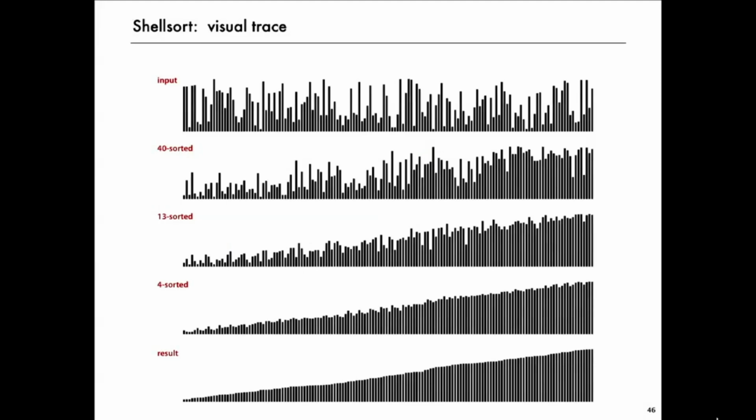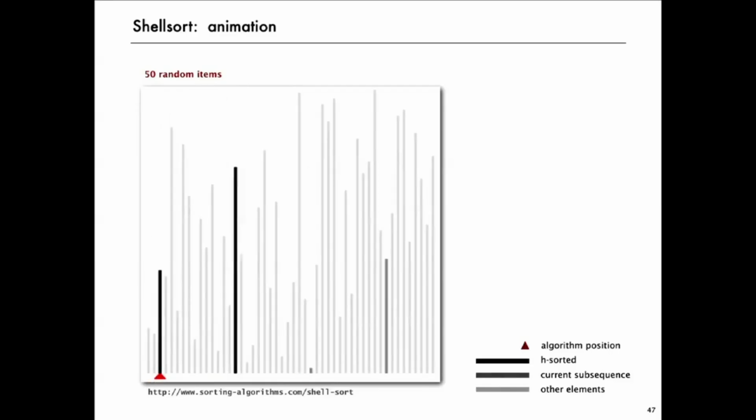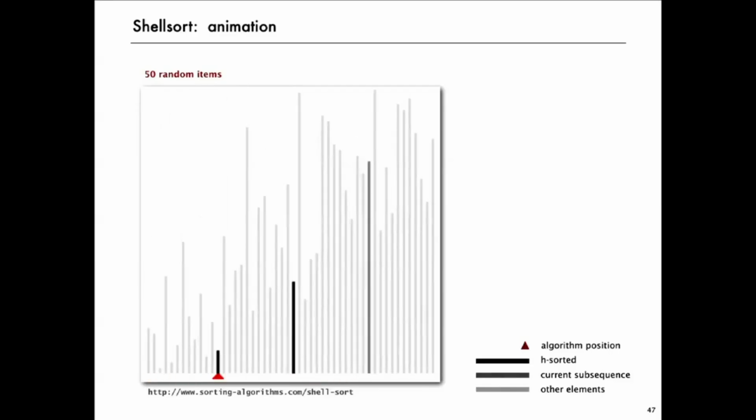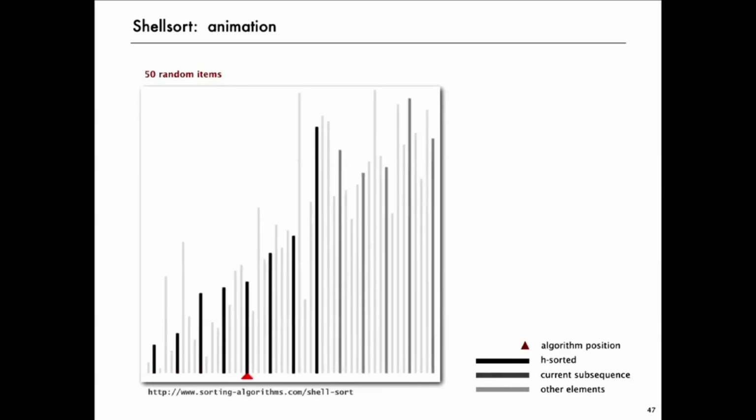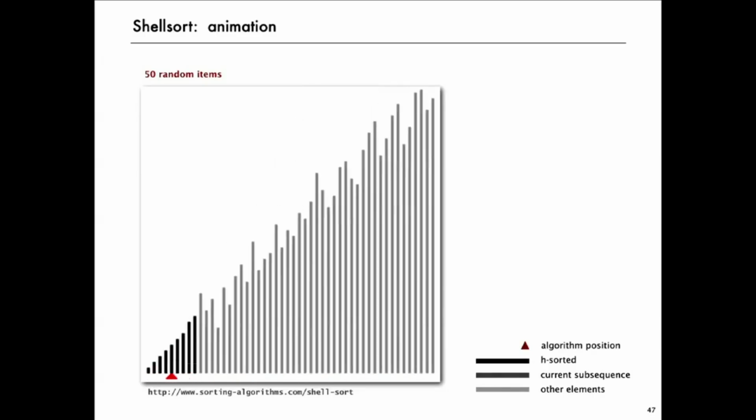Here's what it looks like for a bigger array. We start with randomly ordered input. And you can see that it gets more and more in order each time that we h-sort for the decreasing values of h. Here's an animation. This animation does the whole h sort for each subarray. It gives a little better feeling for what's going on.